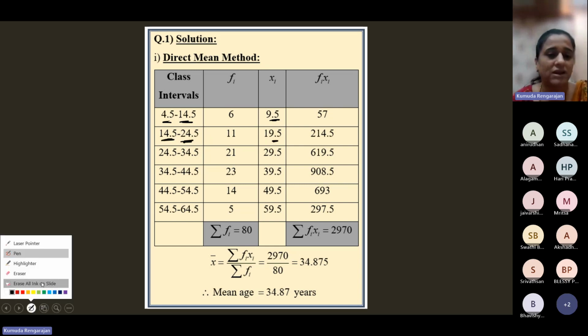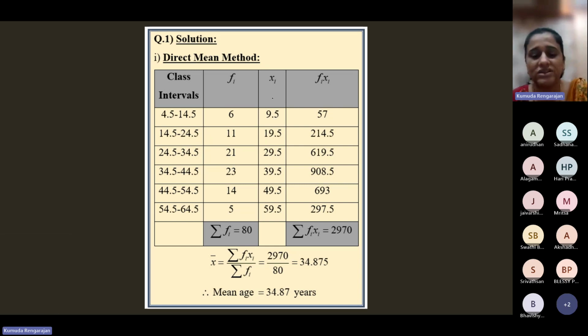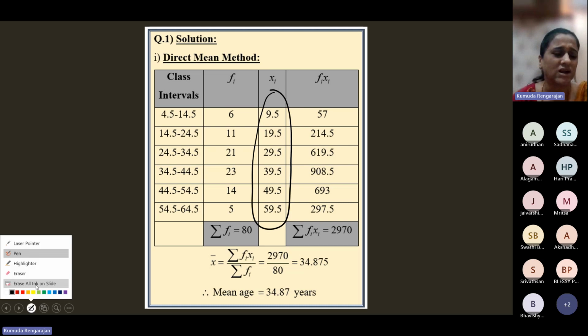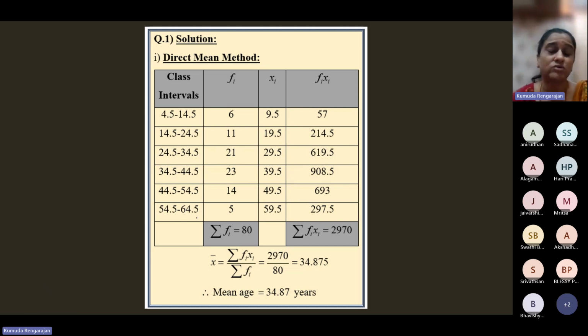So even if you make the class intervals continuous, we see that the class marks do not change. We get exactly the same values as class marks. So you don't have to spend time making the class intervals continuous, getting decimal values and adding them. You can just save your time there. So you can see the xi values are the same. So fi, xi values are also the same. The total is the same.